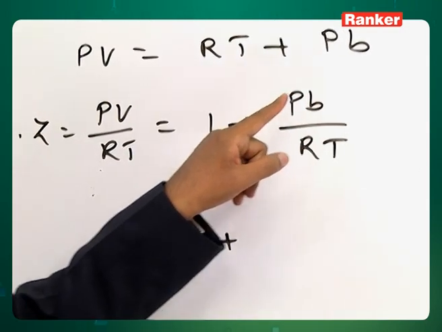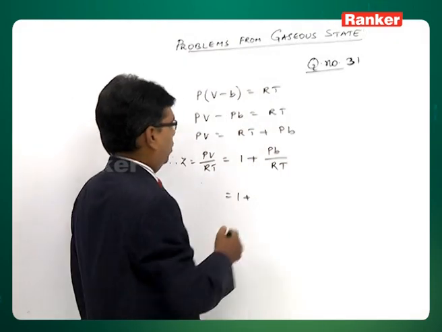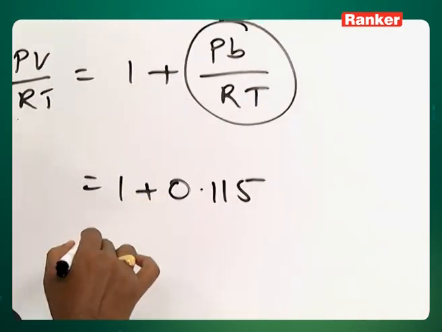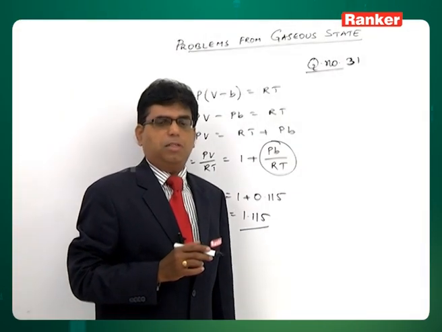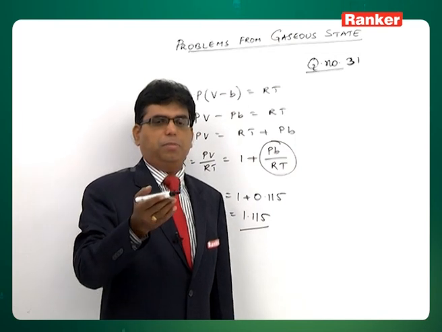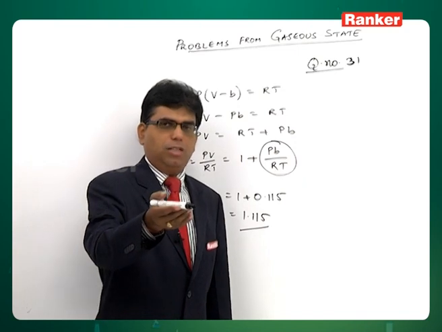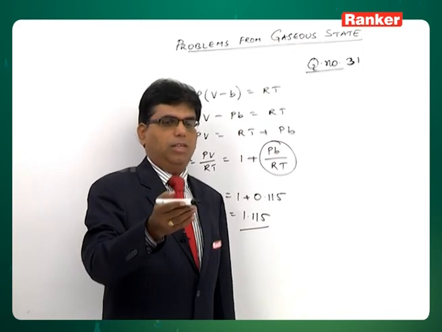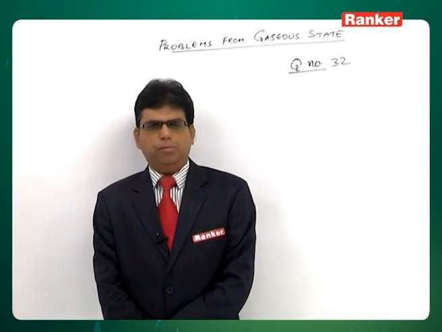Now, if you substitute the values given for P, B and T, the extra term comes out to be 0.115. So, this is equal to 1.115. So, it is a gas that is exhibiting a positive deviation, as from the equation itself you can say P into V minus B is equal to RT, and among all 4 options there is only one value greater than 1. That is 1.115. So, the answer is 1.115. Let us go to question number 32.